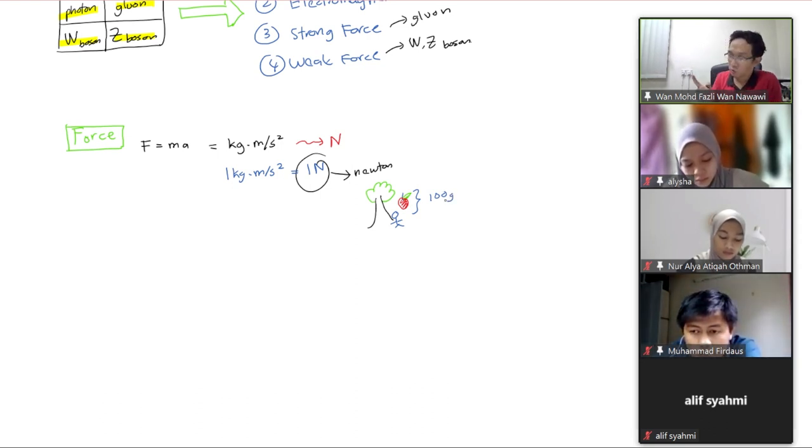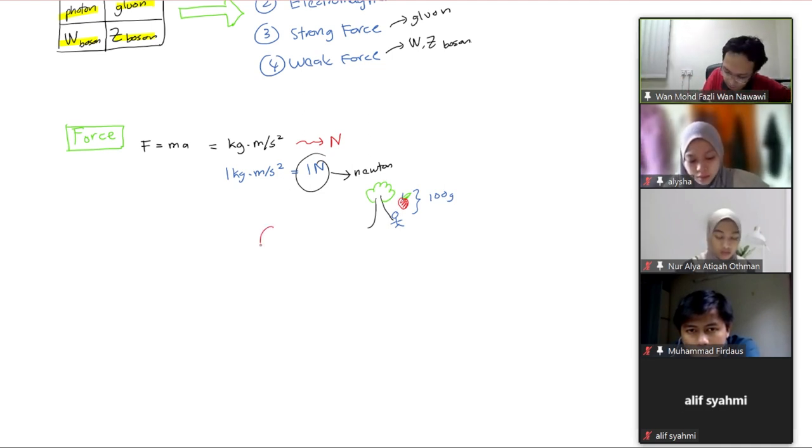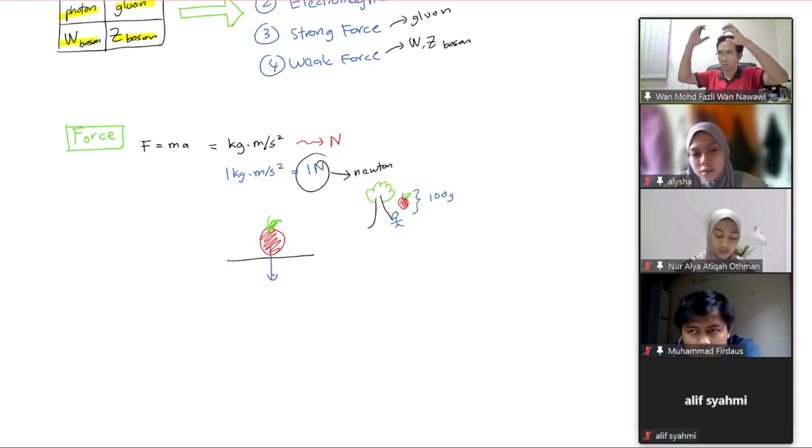100 gram. So I don't have an apple, but okay, let's say this pear, its weight is around 100 gram. So 1 newton is the force that you feel if you put this on your hand. So that is how 1 newton feels. Because when you put this apple on your hand, there is the force that pulls it down towards Earth.